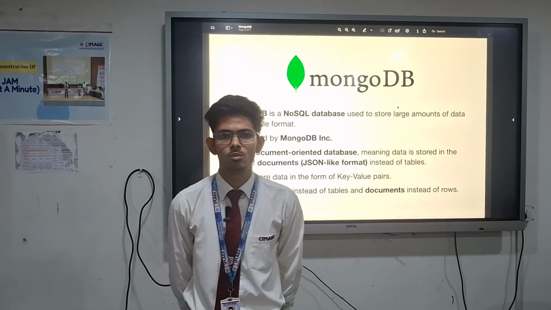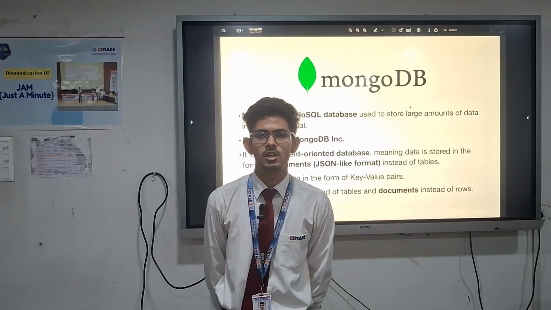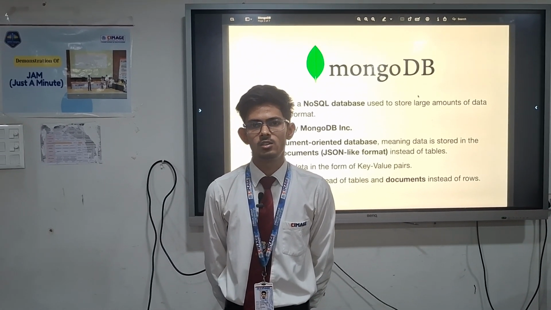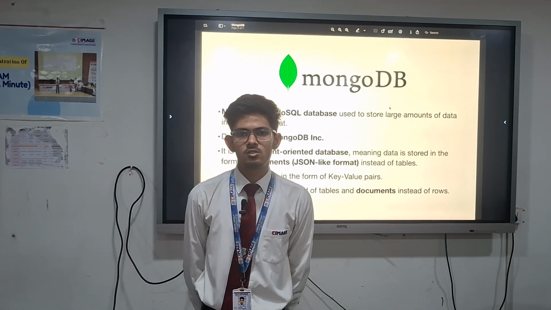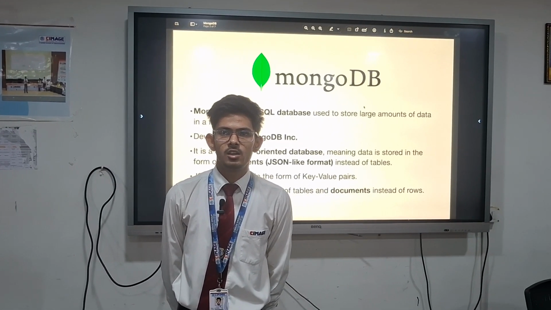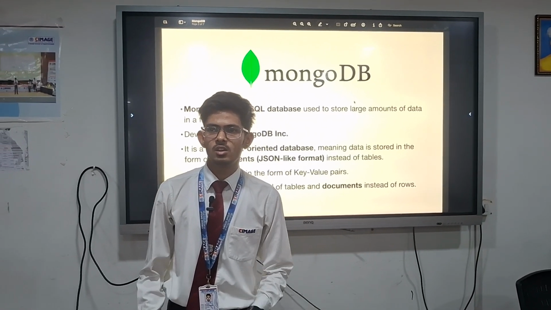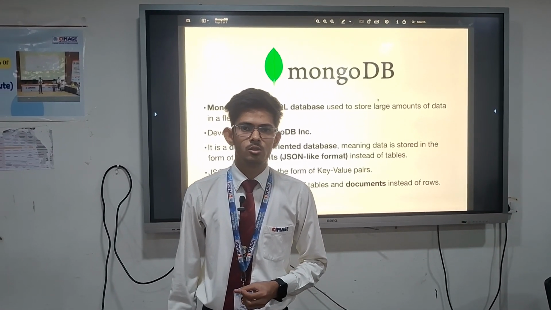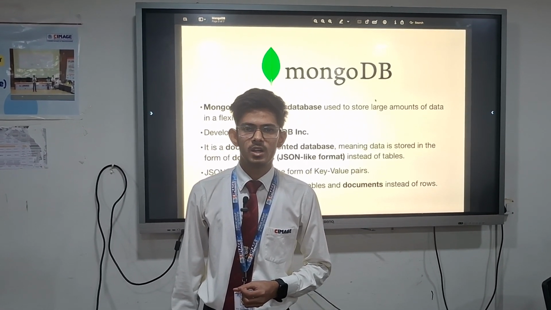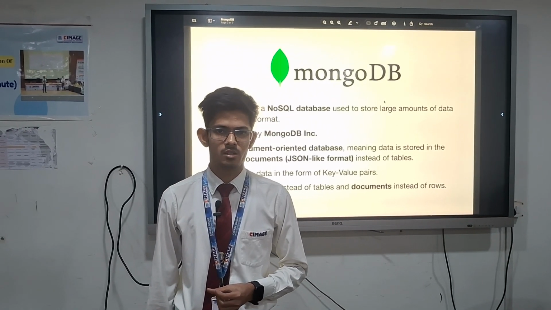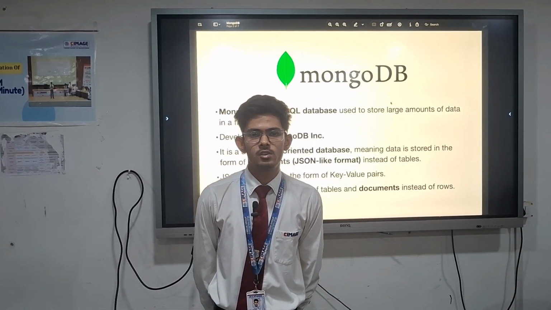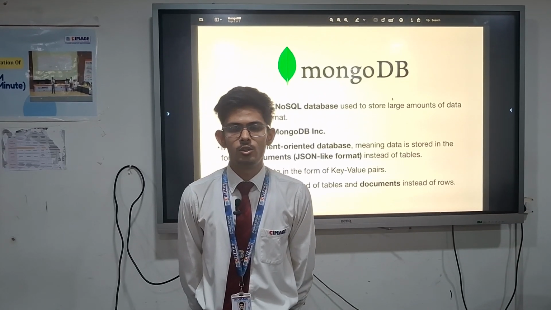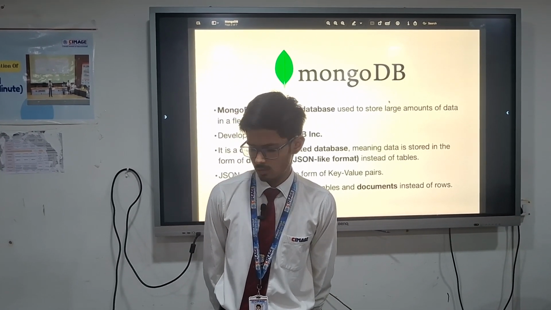So first, what is MongoDB? MongoDB is a NoSQL database which stores data in a document-oriented format. It uses a JSON-like structure to store data. JSON is JavaScript Object Notation, which stores data in the format of key and value pairs. It uses collections instead of tables and documents instead of rows.